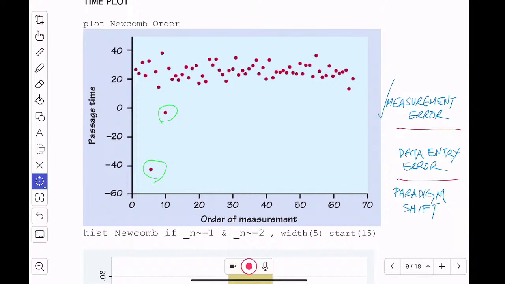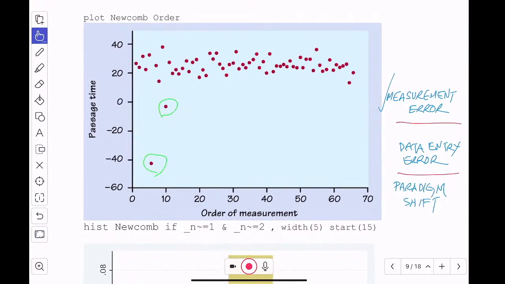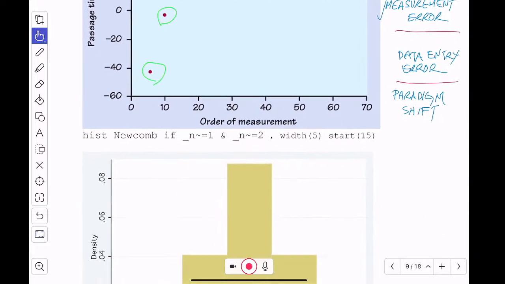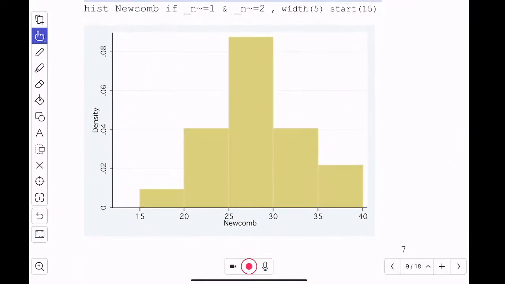So we're going to drop them. You shouldn't be dropping outliers unless you have a good reason. Once you drop them, you see we get a nice symmetric bar graph. This graph is called a histogram, and I do have a video on histograms, but I do want to reproduce this histogram together.